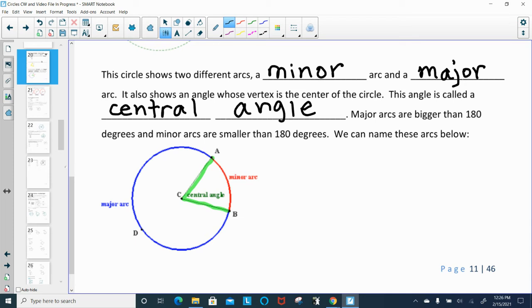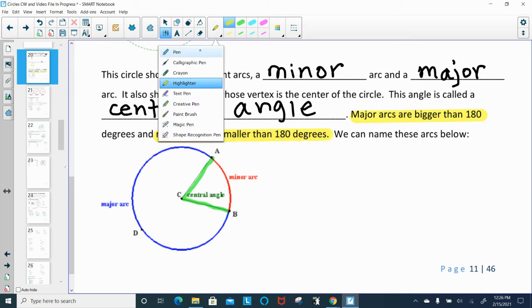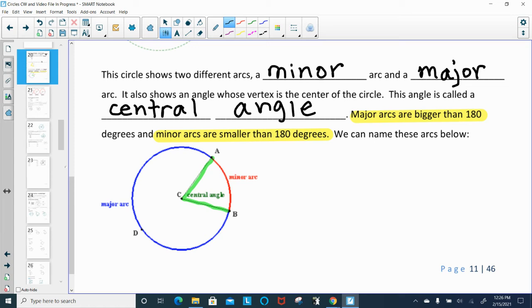Now, how do we know if something is a major arc or a minor arc? Well, here it says, and I'm going to highlight it, a major arc is an arc that is bigger than 180 degrees, and a minor arc is an arc that is smaller than 180 degrees. And I'm going to name both of these arcs down here below.